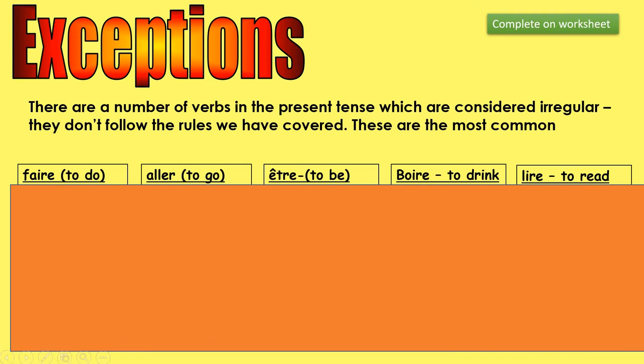Okay, so we don't use those as much, but these ones you should be very familiar with, especially aller, because we use that for the future tense. Remember, say I am going to go wherever, or I'm going to read, and so on. So pause the video and complete as much of that second grid on your worksheet as you can.